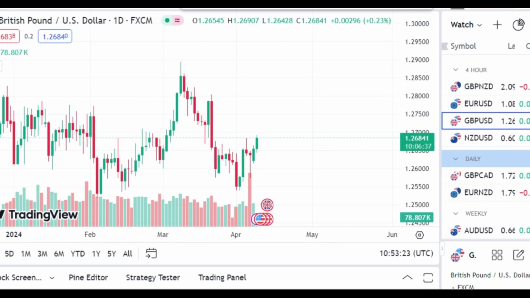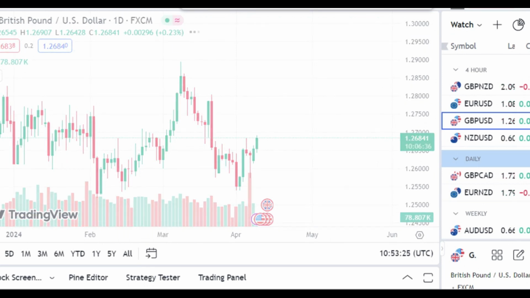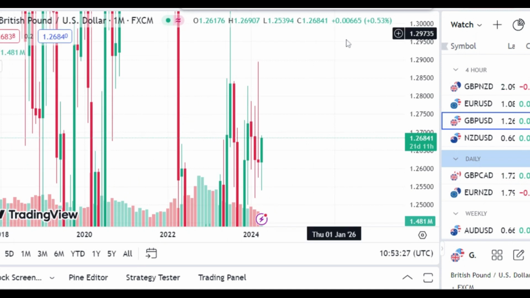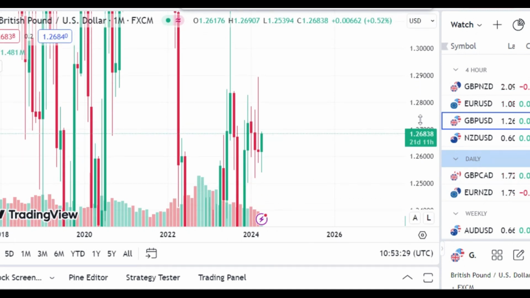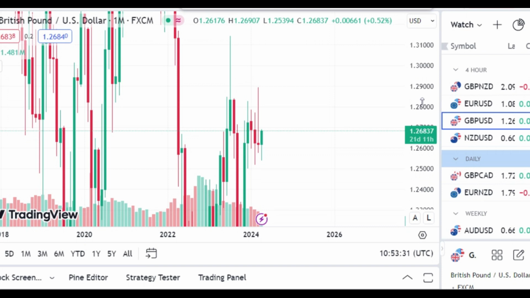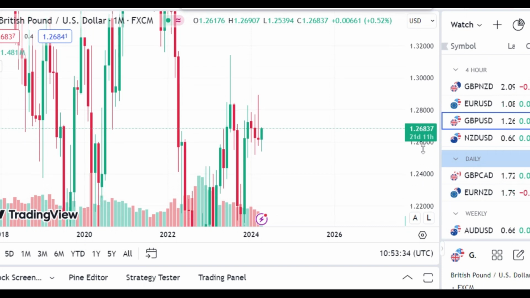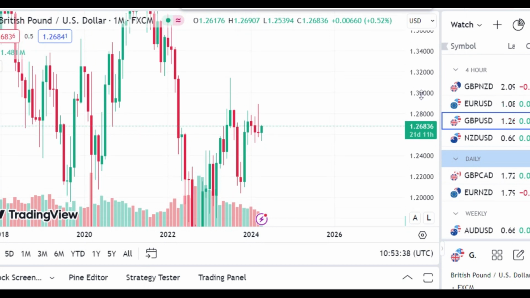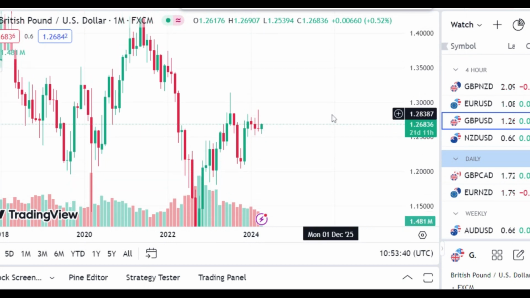Now, from the monthly time frame, this is what I'm seeing on GBPUSD. Again, I did a video on how to analyze from monthly, weekly, daily, and 4 hours, sorry, so that you can find an entry. So I'm just going roughly to see what is happening.